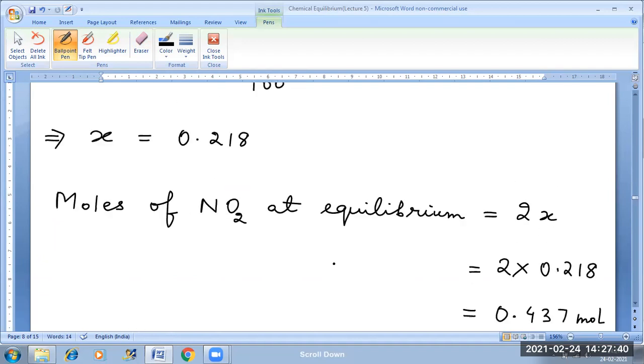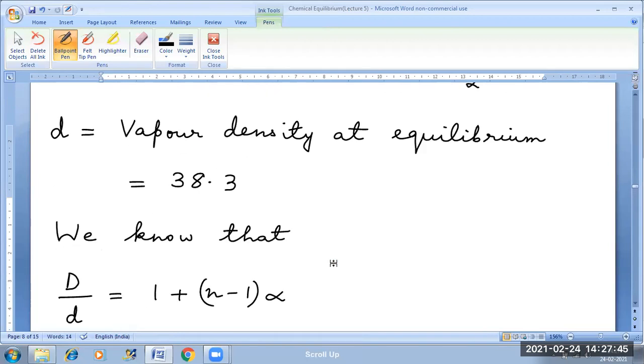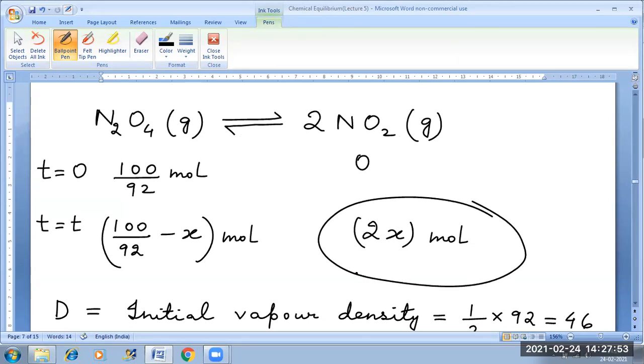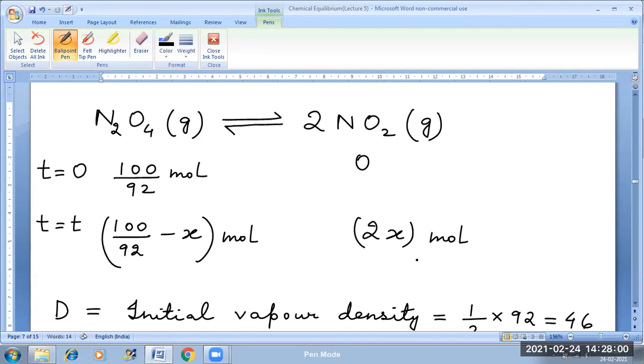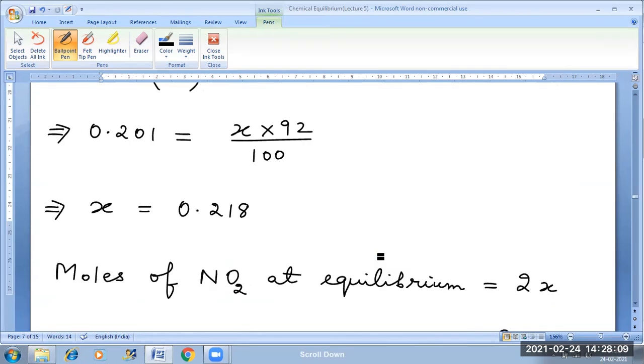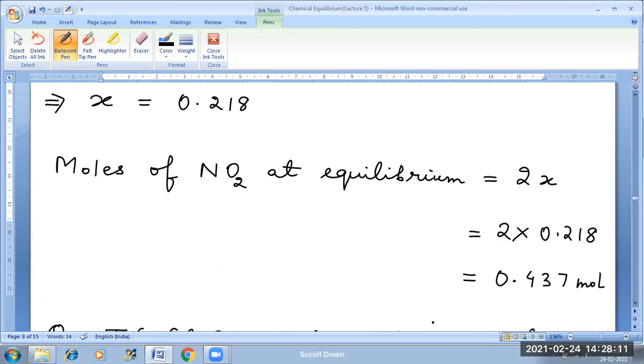The question asked to find out moles of NO2 at equilibrium. How many moles of NO2 are there? If we go back to this reaction, we have 2x moles of NO2 present at equilibrium. So 2x is the moles of NO2 at equilibrium. So this will be the final answer.